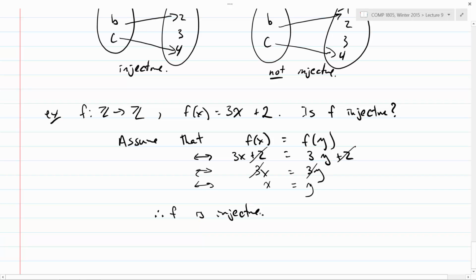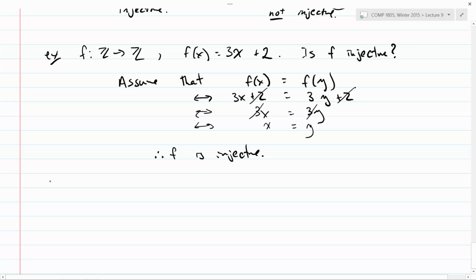Now you might think that this trick works all the time, but you'd be wrong. So let's say we have a very similar function. Integers goes to integers, and it's f(x) equals x squared.